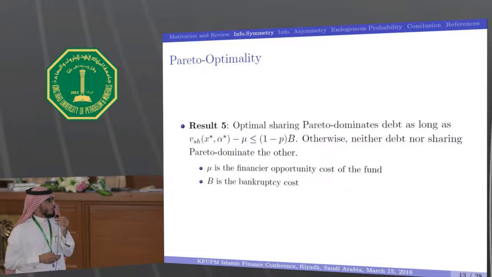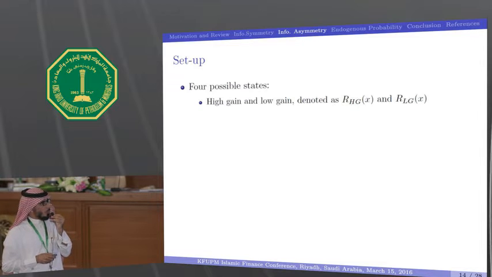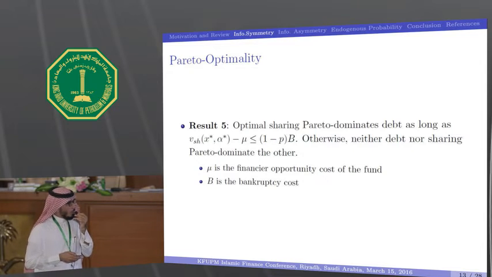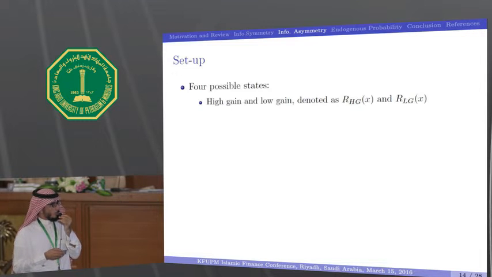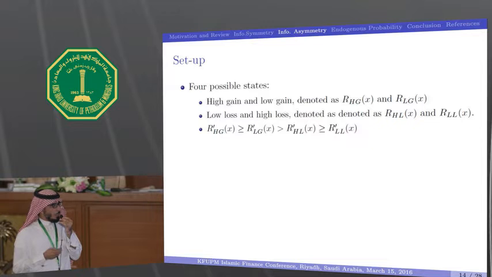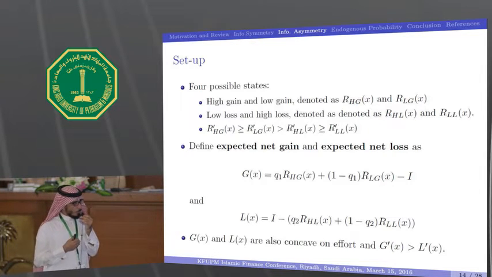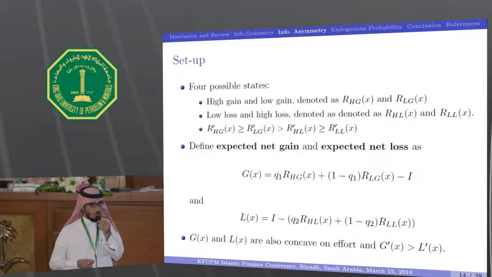Now, for information asymmetry. So far we haven't invoked anything about information asymmetry, and in the coming setup we invoke the information asymmetry aspects in the model. So we will have four possible states: high gain, low gain, high loss, low loss, just to make the entrepreneur able to misreport if he wants.